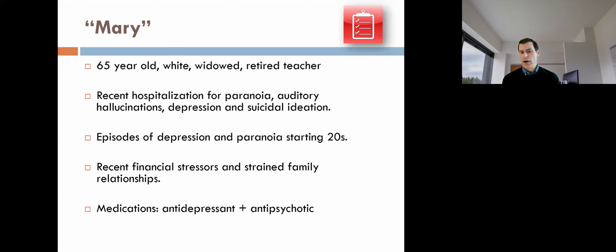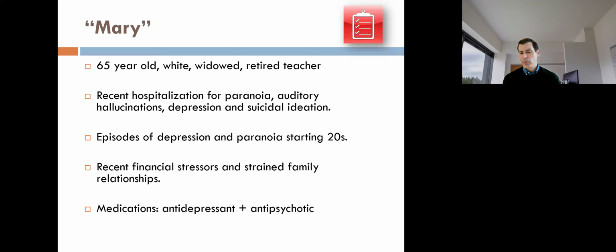So this is a patient, Mary, who was hospitalized, and at the time she was a 65-year-old white widowed retired school teacher. And of course, I'm obscuring details to protect her confidentiality, obviously. So just understand that before I get into the details. But in general, Mary had a recent hospitalization for paranoid thinking. She had auditory hallucinations, and she also had a significant amount of depression and suicidal ideation, which is why she came to the hospital. She had been experiencing episodes of depression and paranoia since her 20s, and these were more episodic. And so she would have these episodes, and then she would sometimes be hospitalized for it.